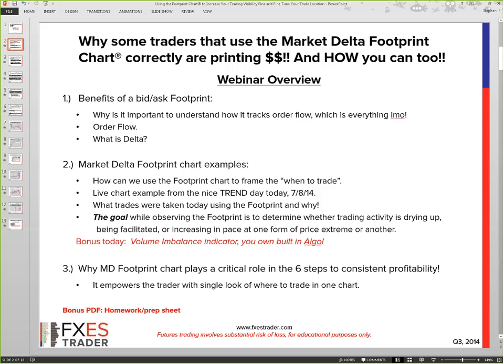So if it's not obvious, we'll go through real quickly the benefits of a bid-ask footprint, okay? Why it's important to understand how it tracks order flow, which is really everything in most top traders' opinions. Order flow.